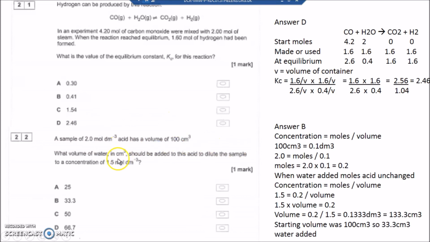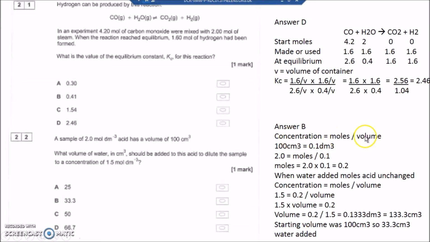Let's talk through this. A sample of 2.0 moles per decimeter cubed acid, so I've got a concentration and a volume. So first of all, I know I've got to work out moles, because concentration is moles divided by volume. The problem is that needs to be in decimeter cubed, because here I've got concentration with the units decimeter cubed. This needs to go into decimeter cubed. Small centimeter cubed into decimeter cubed. Small units into larger units are divided by 1,000, so 100 divided by 1,000 is 0.1.